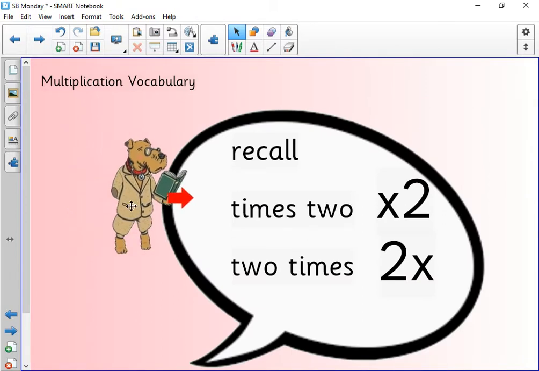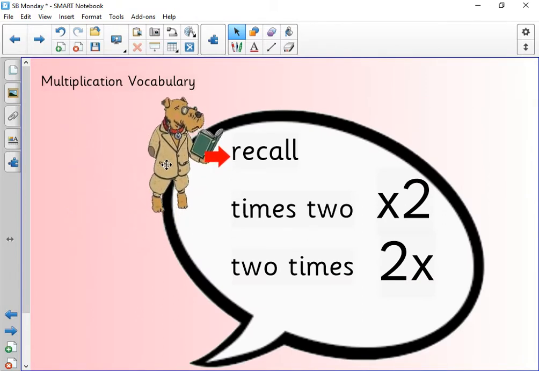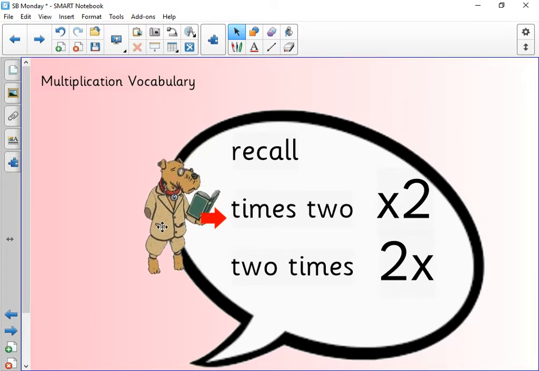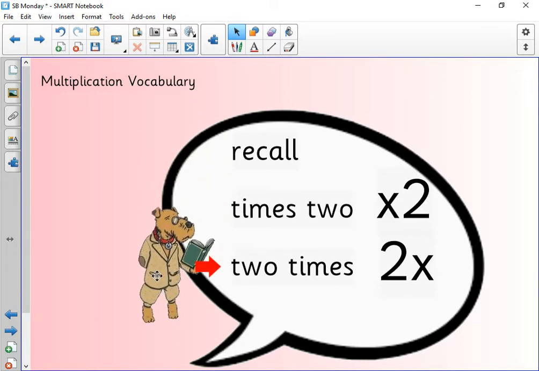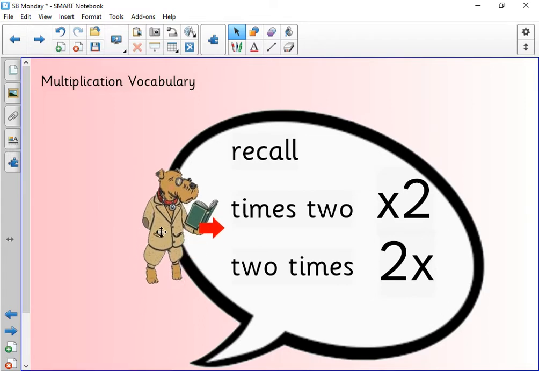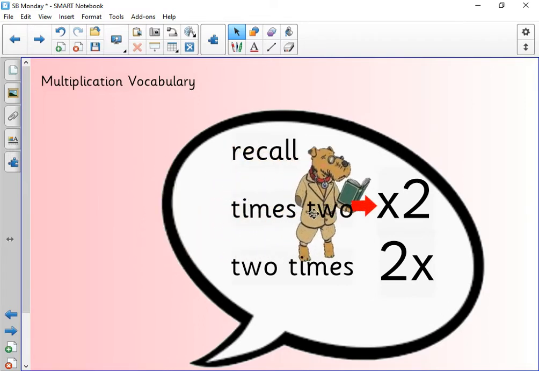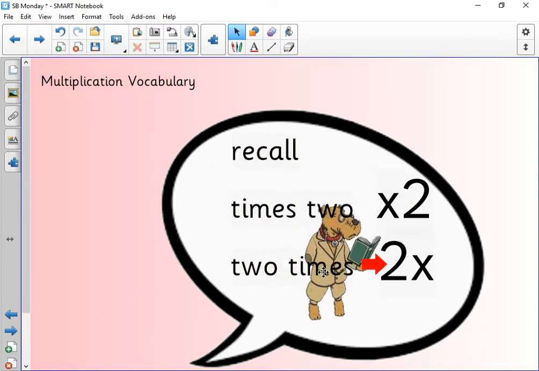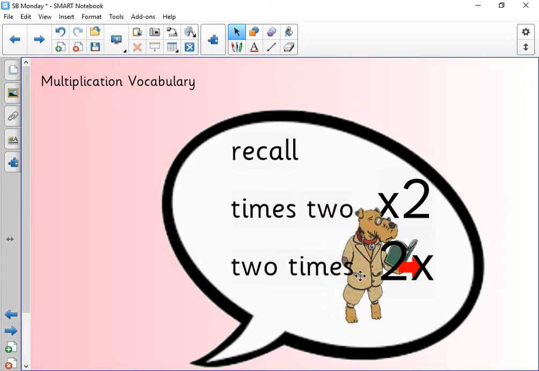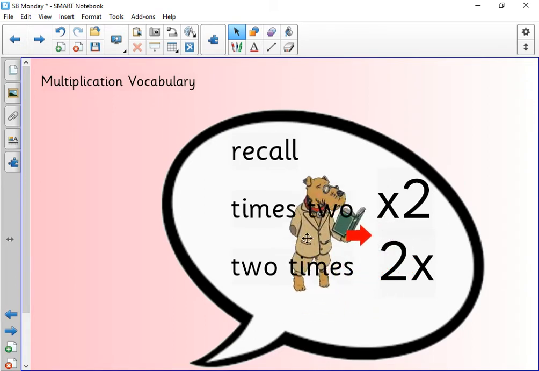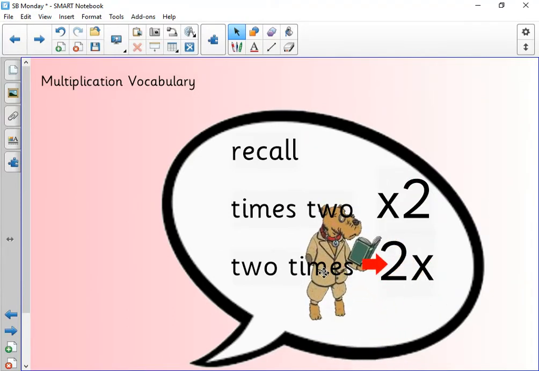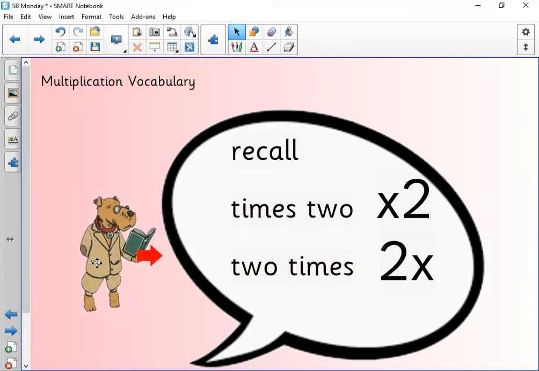Here's Victor vocabulary. My turn. Recall. Times 2. 2 times. So times 2 is represented by the multiplication symbol and then 2, and 2 times is represented by 2 and then the multiplication symbol. Whichever side of the multiplication symbol the 2 is, the answer is always going to be the same.